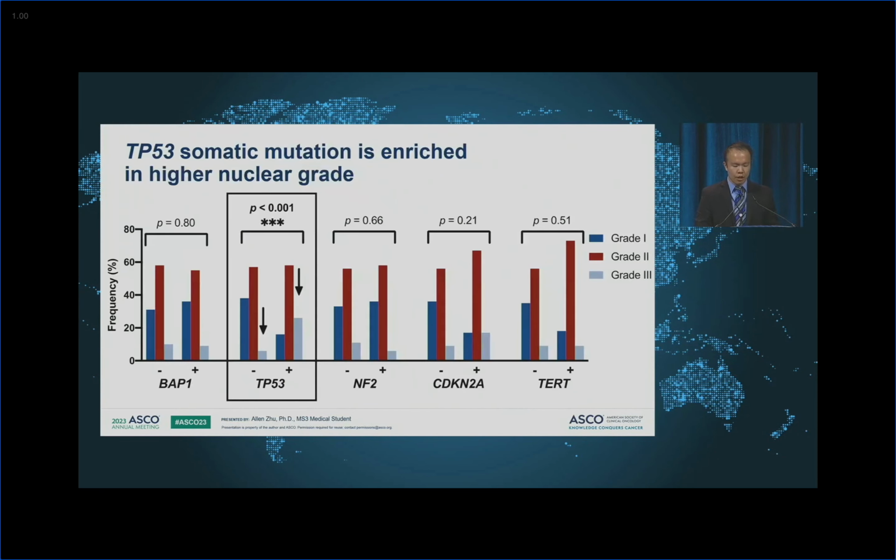Within epithelioid mesothelioma, we compared mutation status to nuclear grade, and we found that TP53 is more likely to be found in a higher nuclear grade. And although CDKN2A is associated with a shorter survival and more aggressive subtype, as shown in previous slides, interestingly, it's not associated with a higher nuclear grade.